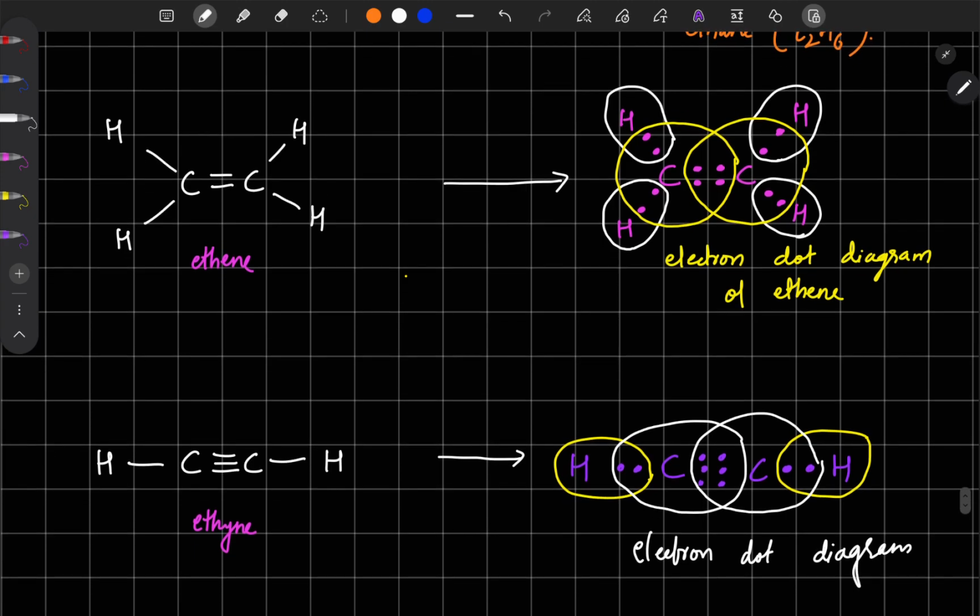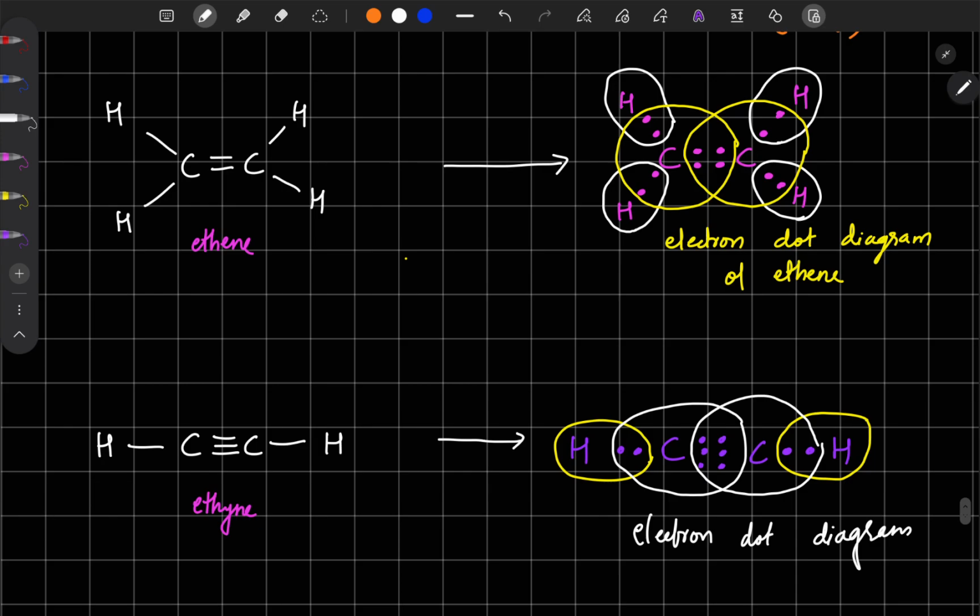So this is about simple saturated and unsaturated molecules. About functional groups, I will do in the next video: how we can draw the electron dot structure of functional group containing compounds. If you have any doubt, just comment below.